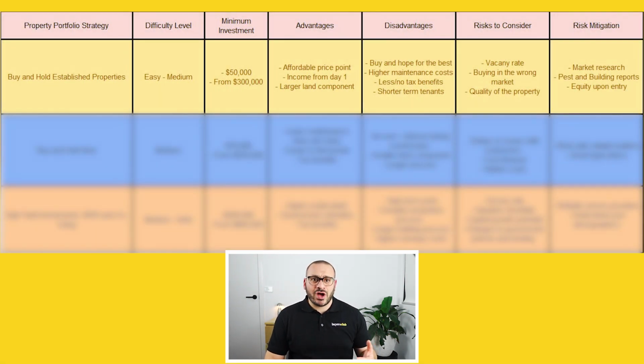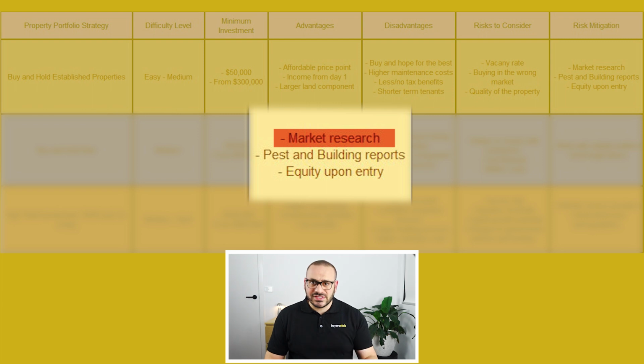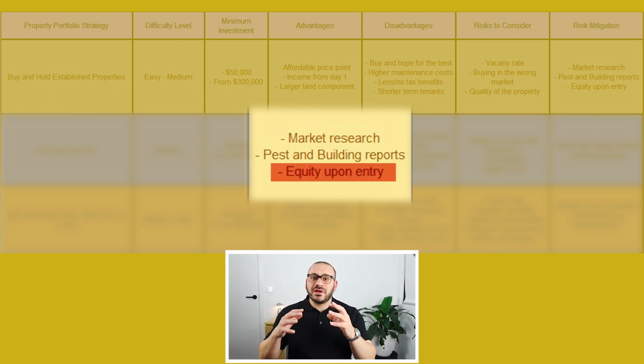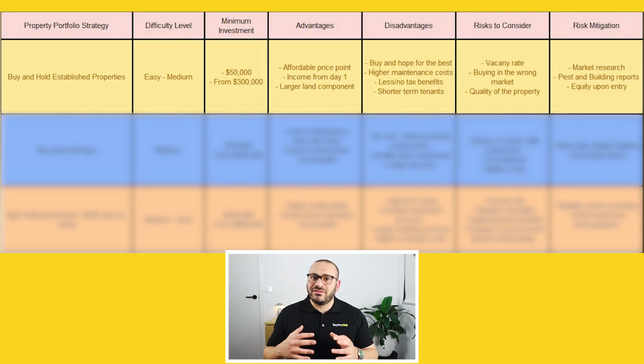To mitigate these risks, obviously, you have to do a lot of market research and make sure that you're buying in the right market. You also need to order a pest and building report to understand what kind of baggage the property comes with and whether it's worthwhile proceeding with the purchase or not. And the most important part of risk mitigation in this strategy is to actually buy a property below market value. If you think about it, that is the only thing that you can control. Once you buy a property, you lose control. No one can control what happens in the market, but you can definitely control what you buy, where to buy, and how much you spend. And this is where a good buyer's agent or an advisor can come in handy.